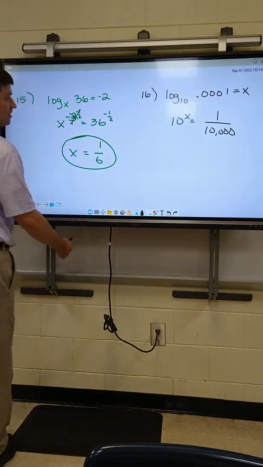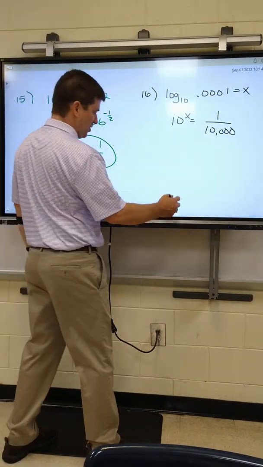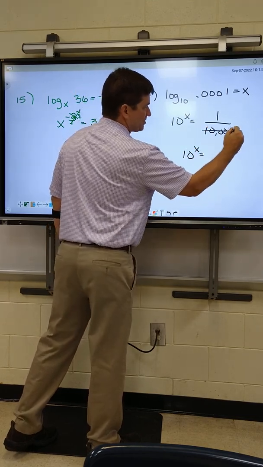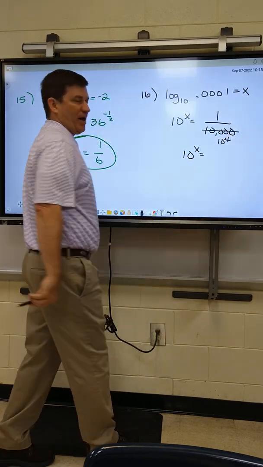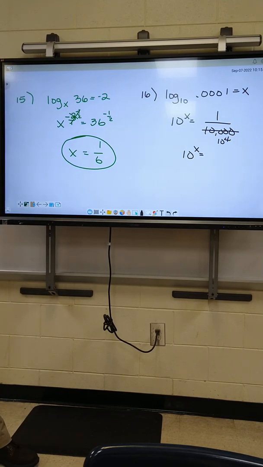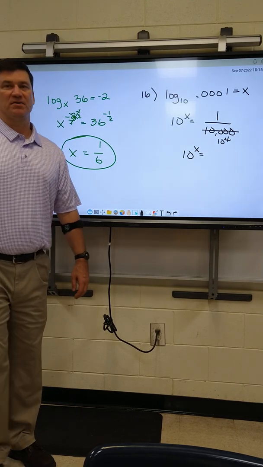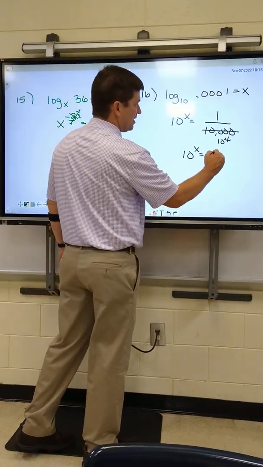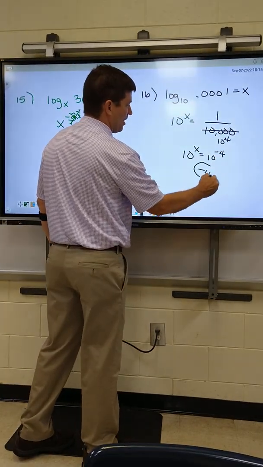All right, so look, this problem is going to be 10 to the x. 10,000 is 10 to the 4th power. Now, how did I just know that? What's the trick on that? 4 zeros. Just count the zeros. 4 zeros, so it's 10 to the 4th. Move it down, it's 10 to the -4th. So my answer on that one is -4.